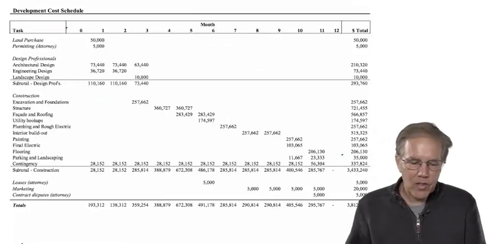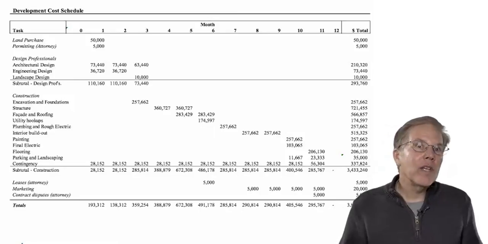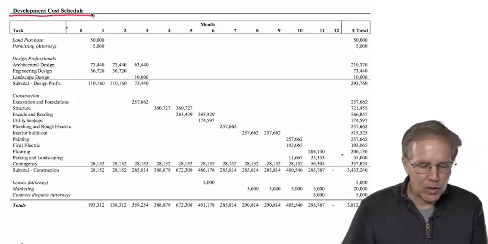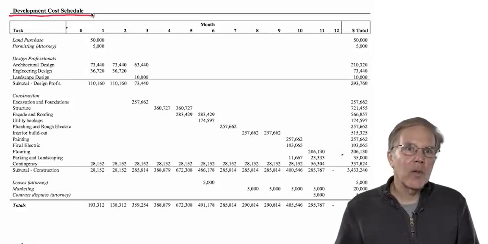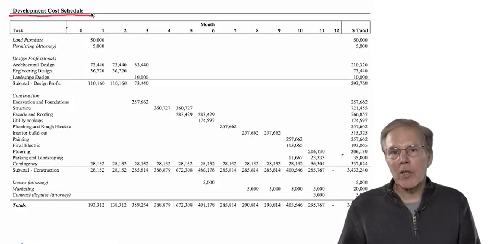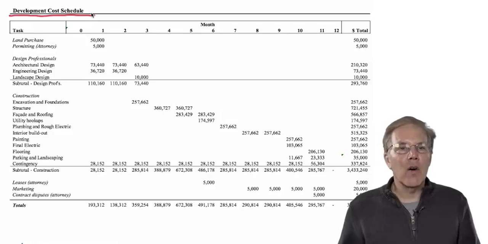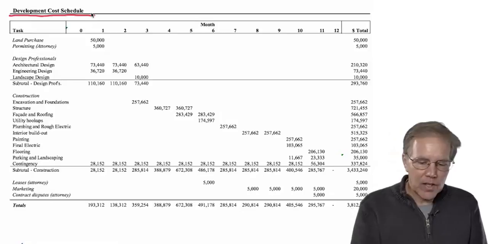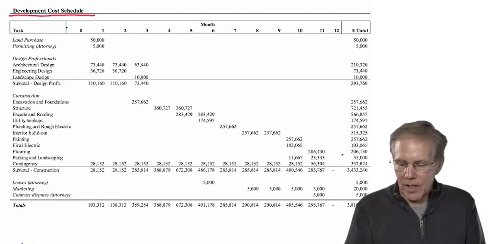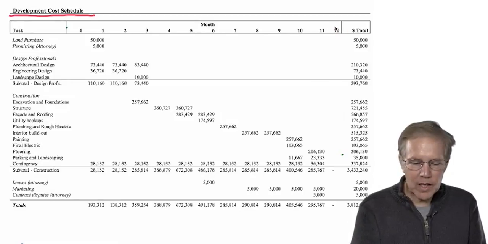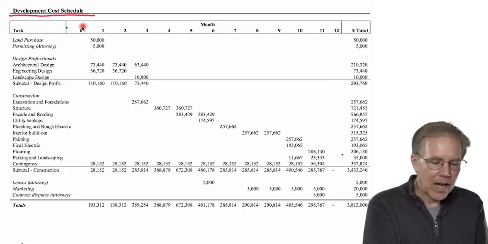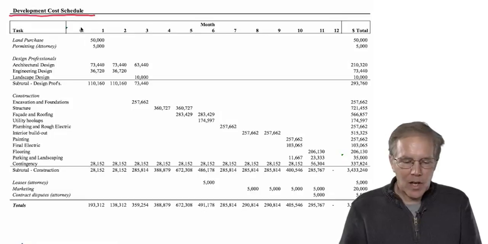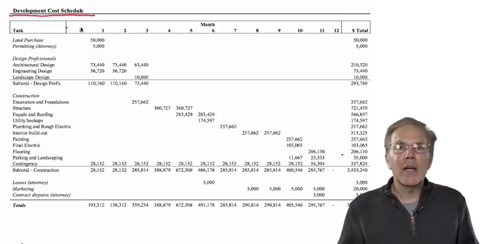Okay, so first thing to look at, and first thing that we've got to put together, is our development cost schedule. And so this is going to include a month-by-month view of what is happening on this project and how much it costs, okay? So this project is completed in 12 months, so we're ending with month 12. We're starting at t equals 0, or end of month 0 over here.